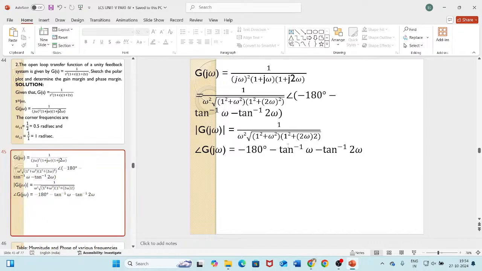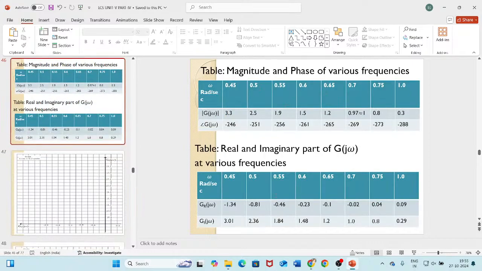After determining the magnitude and phase angle, you have to write down the tables for different omega values. You people determine the magnitudes and phase angles using the calculator. Then you determine the real values and imaginary values by polar to rectangular conversion for each and every omega.